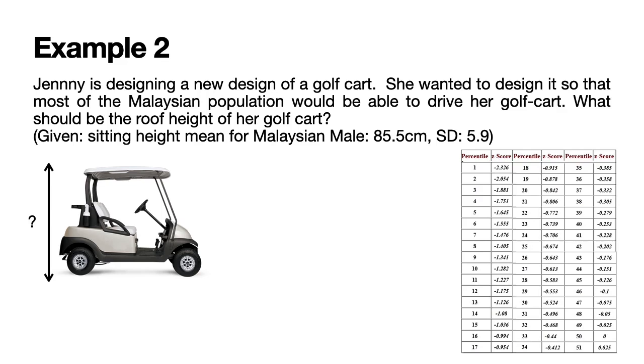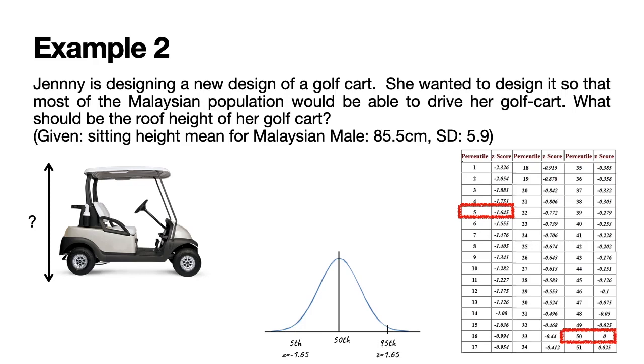In this case, the 95th percentile of the anthropometry measurement of Malaysian males would be a good reference. But the Z-score of 95 percentile is not available in the Z table. So how? Remember, our normal distribution table is symmetric. If the 5th percentile has a Z-score of negative 1.65, the 50th percentile or the mid-region of the normal distribution curve would have a Z-score of 0. So 95 percentile is like the 5th percentile on the right range of the curve. So therefore, the Z-score for the 95 percentile is 1.65.